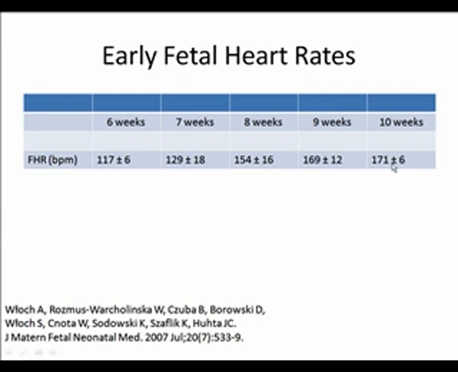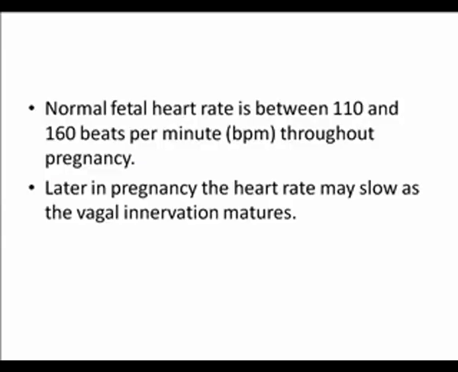After 10 weeks, much later in pregnancy, the heart rate may actually begin to go down again, and that's because the vagus now is going to reach maturity and begin to influence the heart in terms of slowing down that heart rate a bit. So the normal fetal heart rate is between 110 and 160 beats per minute throughout pregnancy, but then, as I said, as the vagal innervation matures, that heart rate may slow down a bit.